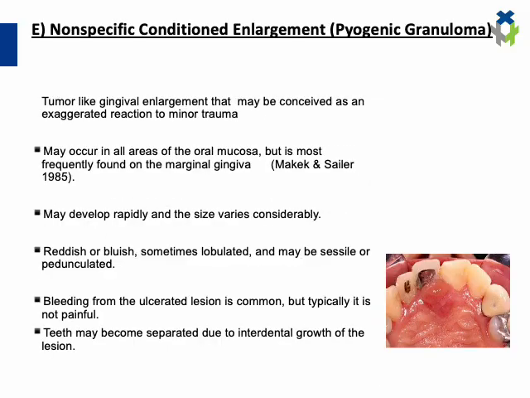diet components. Next one is a nonspecific condition of gingival enlargement, also known as pyogenic granuloma. It is a tumor-like gingival enlargement that may be conceived as an exaggerated reaction to minor trauma. It may develop rapidly, and the size varies considerably. Reddish or bluish, sometimes lobulated, and may be sessile or pedunculated in nature. Bleeding from the ulcerated lesion is common, but typically it is not painful.